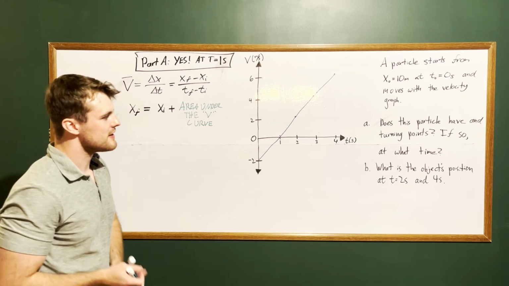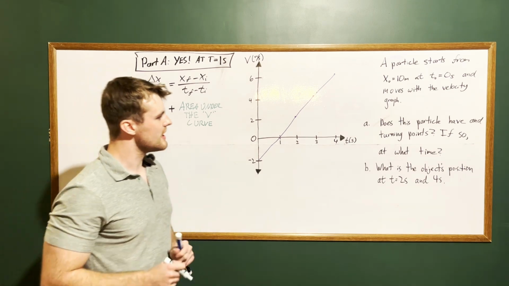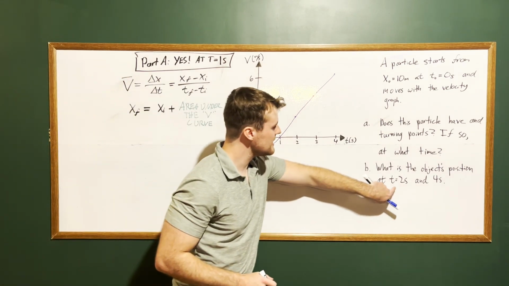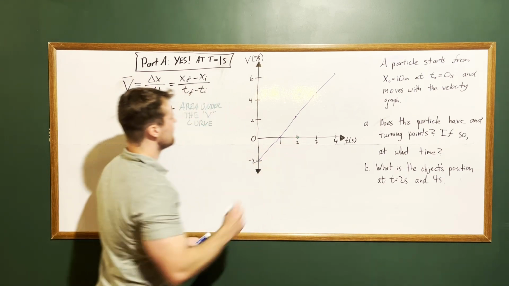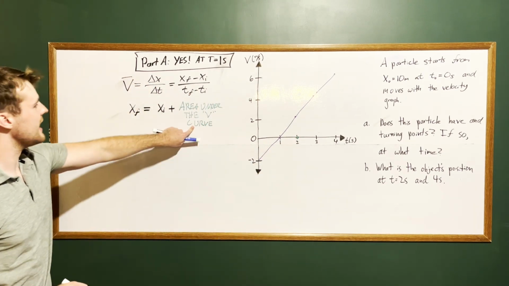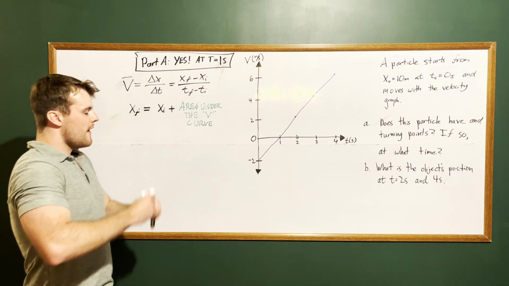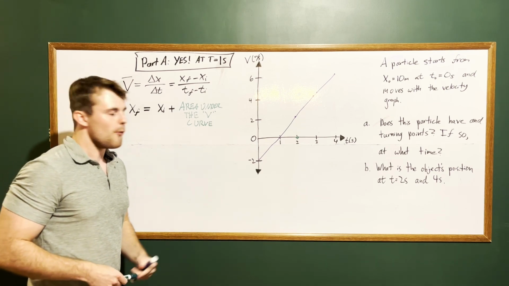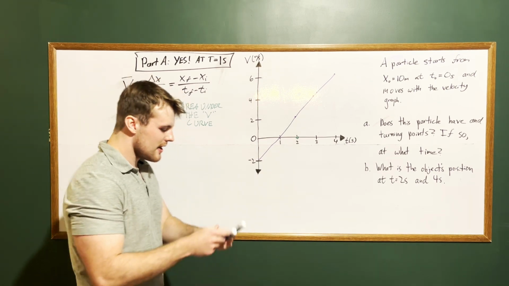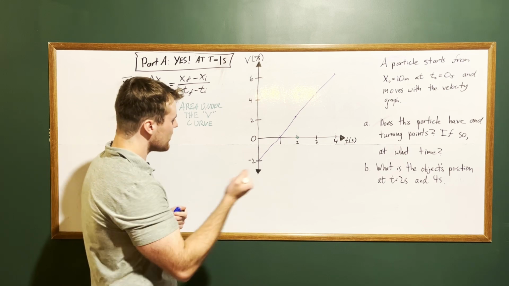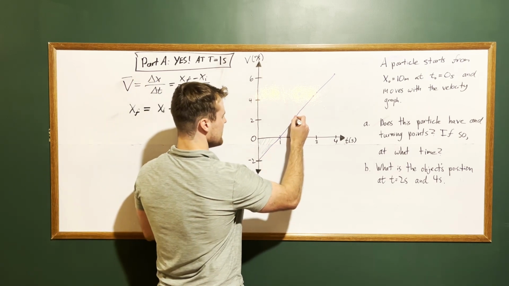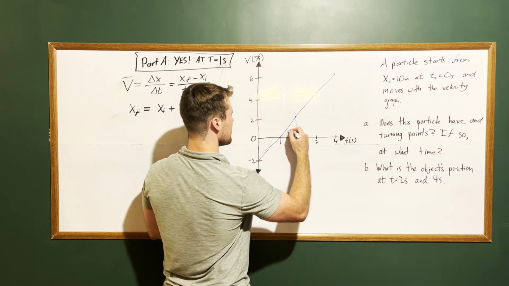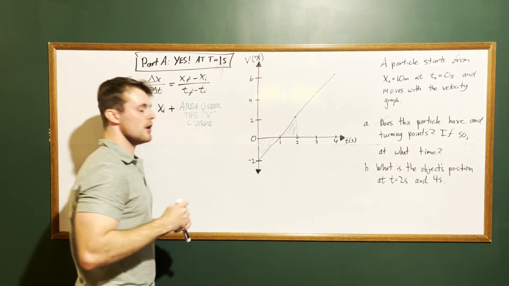So let's quantify this in terms of part B. What is the object's position at t equals 2 seconds? Well, that's going to be right here. And if we want x sub i plus the area under the v curve, the first thing we're going to want to do is figure out what the area under this curve is. So this area under the curve is equal to this area plus this area. All right, not too bad.